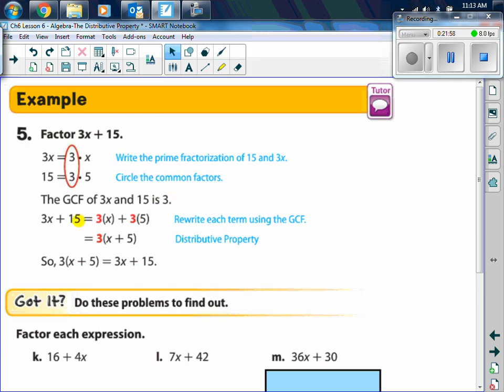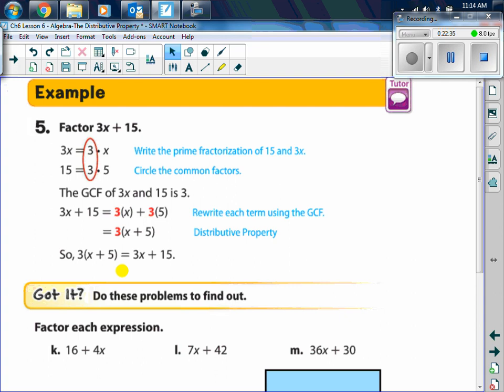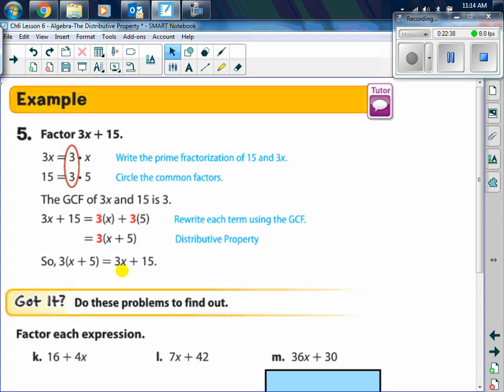So here we've got the 3x we can rewrite as 3 times x. The 15 we can rewrite as 3 times 5. And now the 3's can be taken out. Both of those 3's can be taken out and written on the outside of the parentheses. So here what's left we have is x and 5. So our final expression is 3 times the quantity x plus 5.